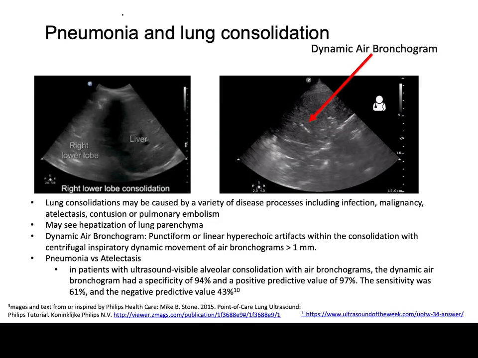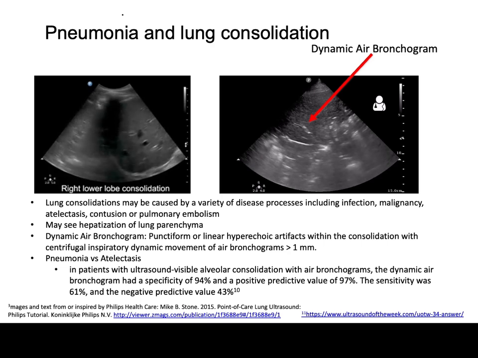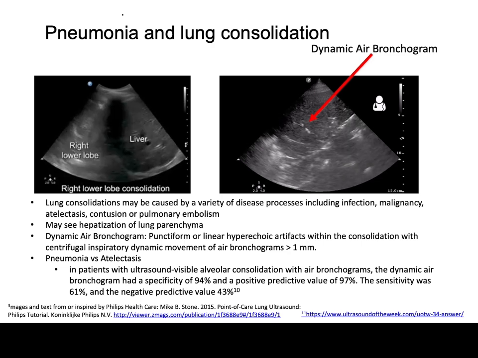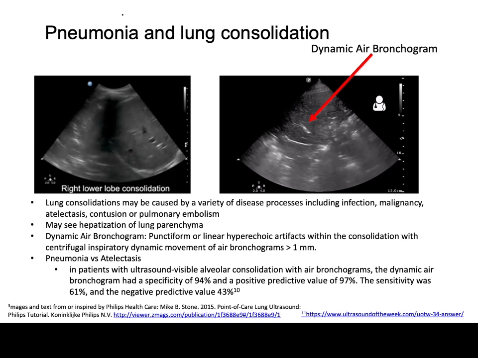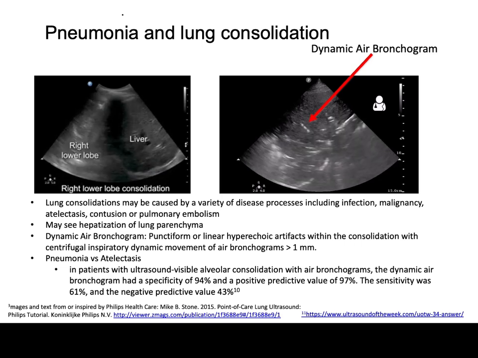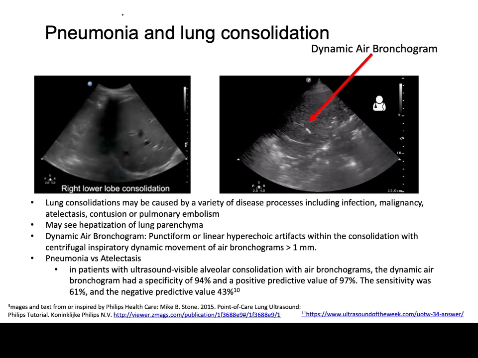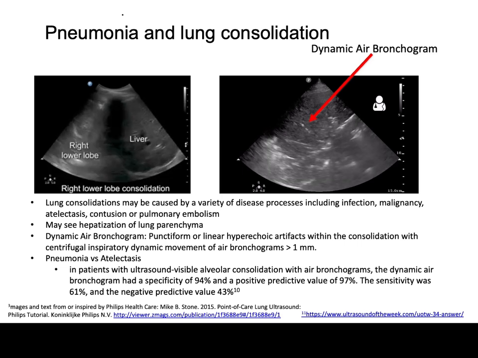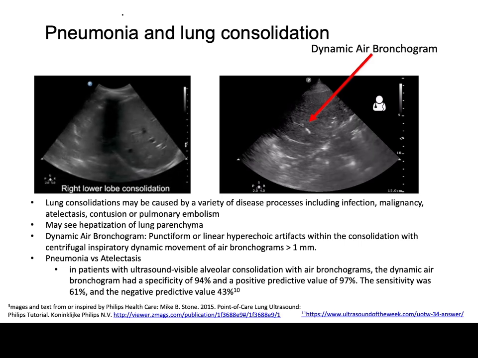Lung ultrasound can also be used to evaluate for pneumonia and lung consolidation. Lung consolidations may be caused by a variety of disease processes, including infection, malignancy, atelectasis, contusion, or pulmonary embolism. You may see in a consolidation what's called hepatization of the lung parenchyma. This can be seen in the ultrasound image on the upper left-hand side of the screen, where the right lower lobe has taken on the appearance of the liver.